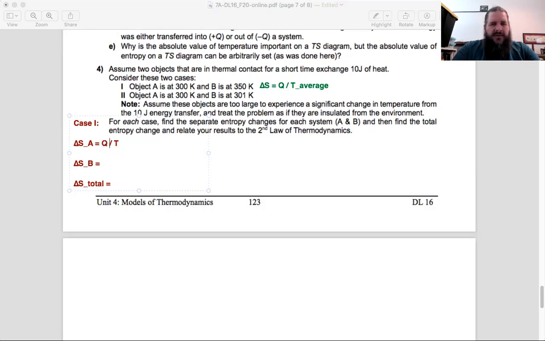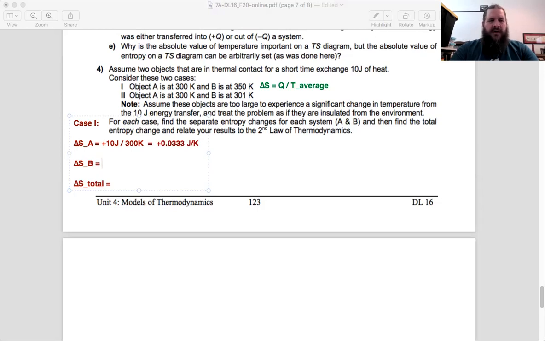The 300 Kelvin would be the temperature, but what's the heat that it's gaining or losing? How much heat is being transferred? Yeah, 10 joules. And would we treat, for A, would we treat that as positive 10 or negative 10? Is A gaining or losing heat? Yeah, positive. So positive 10 joules over 300 Kelvin, which is about 10 over 300. That's 1 over 30. So 0.0333 joules per Kelvin. And that's a positive because it is gaining heat.